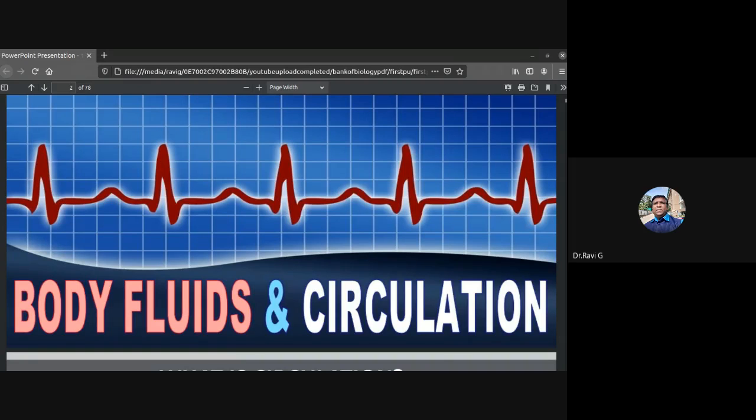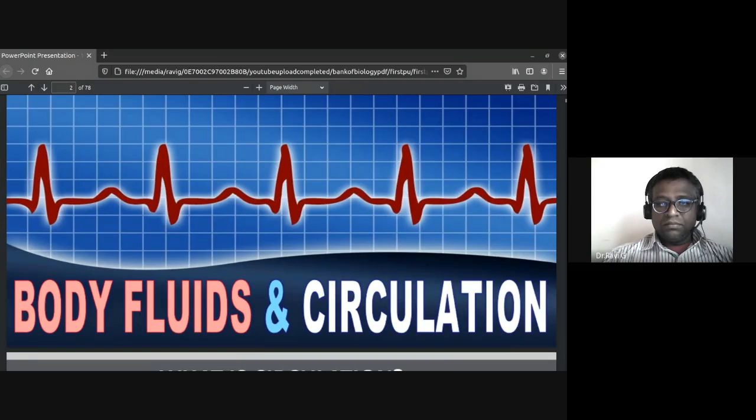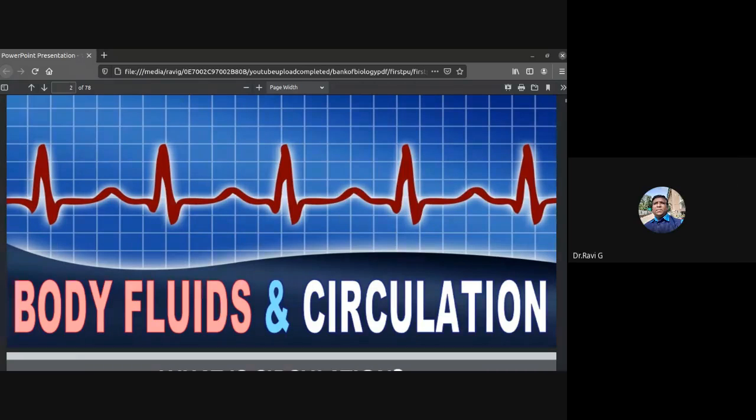In the backdrop, you can see an electrocardiogram, ECG, using which we can understand the functioning of the heart. How the impulses are initiated and conducted, everything we'll be studying under this topic of body fluids and circulation.